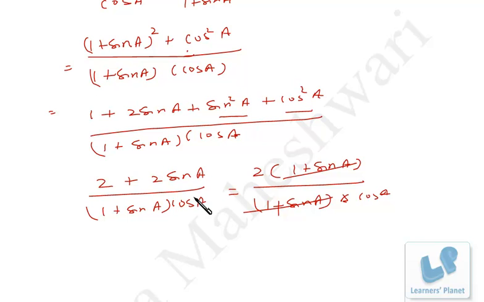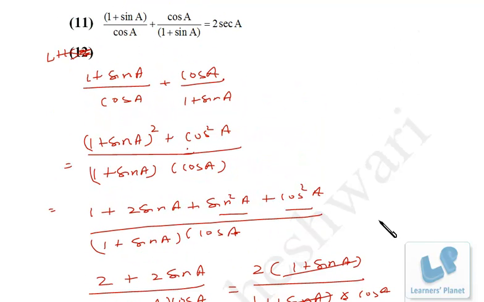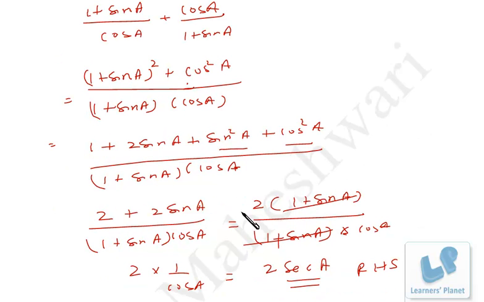So now we are having 2 into 1 upon cos a. So 1 upon cos a is nothing but sec a. So it's 2 sec a. That's the RHS that we had to prove, right? It's there. Okay. So we started with the left hand side and we reached the right hand side. I hope you are clear.